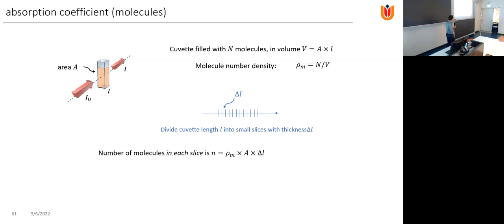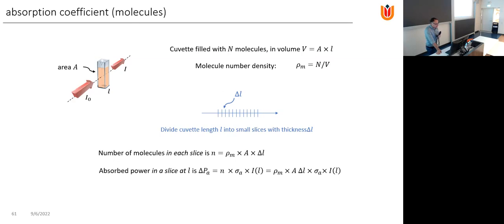For the total cuvette there was a global number density rho, so that means that the number of molecules in each slice, small n, is the density times A times delta. Now let's take a slice at position L. The absorbed power in such a slice is the number of molecules in the slice, n, times the absorption cross-section times the intensity.